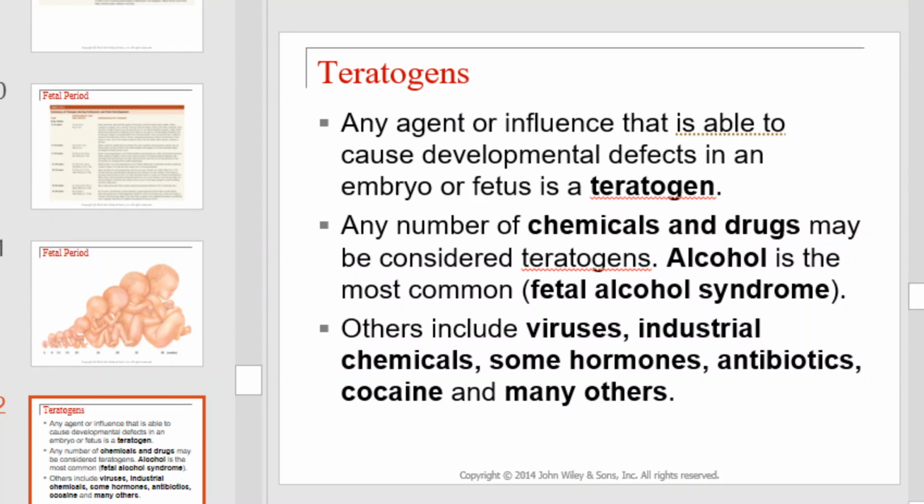Next, we'll examine a few threats to the fetus, such as teratogens. Teratogens are any agent or influence that is able to cause developmental defects in an embryo or a fetus. Any number of chemicals and drugs may be considered teratogens. Alcohol is the most common, causing fetal alcohol syndrome. Others include viruses, industrial chemicals, some hormones, antibiotics, cocaine, and many others.